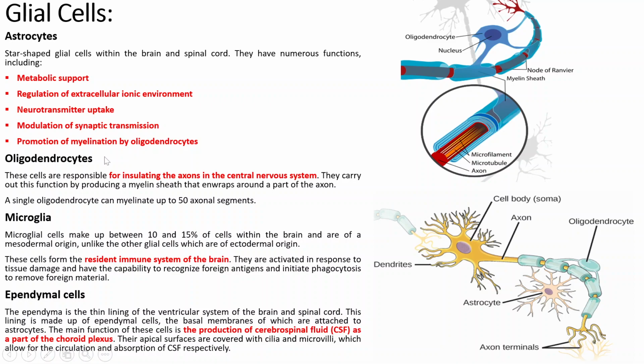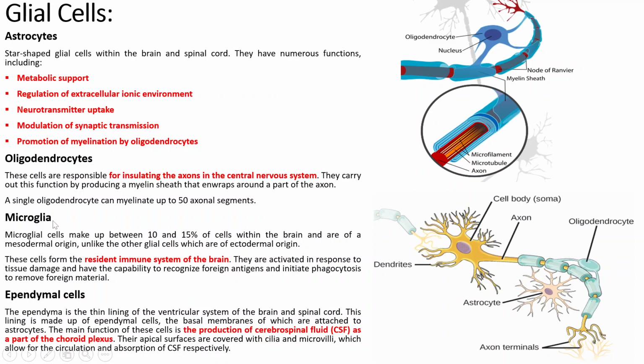Next, we have the oligodendrocytes, which are responsible for insulating the axons in the central nervous system. They carry out this function by producing a myelin sheath which enwraps around a part of the axon. A single oligodendrocyte can myelinate up to 50 axonal segments.